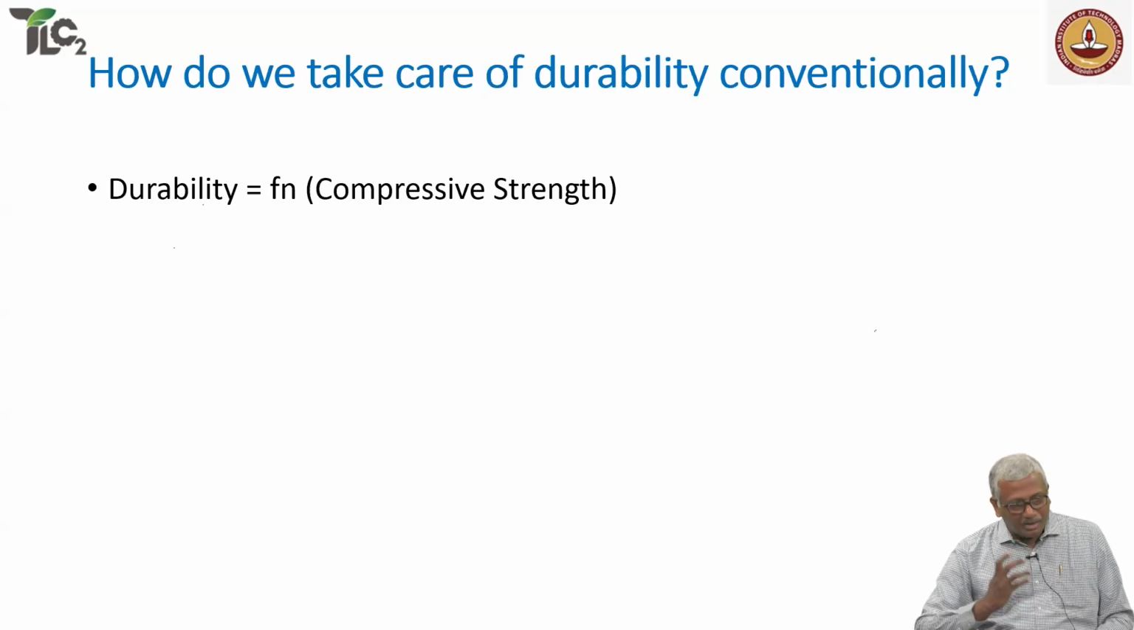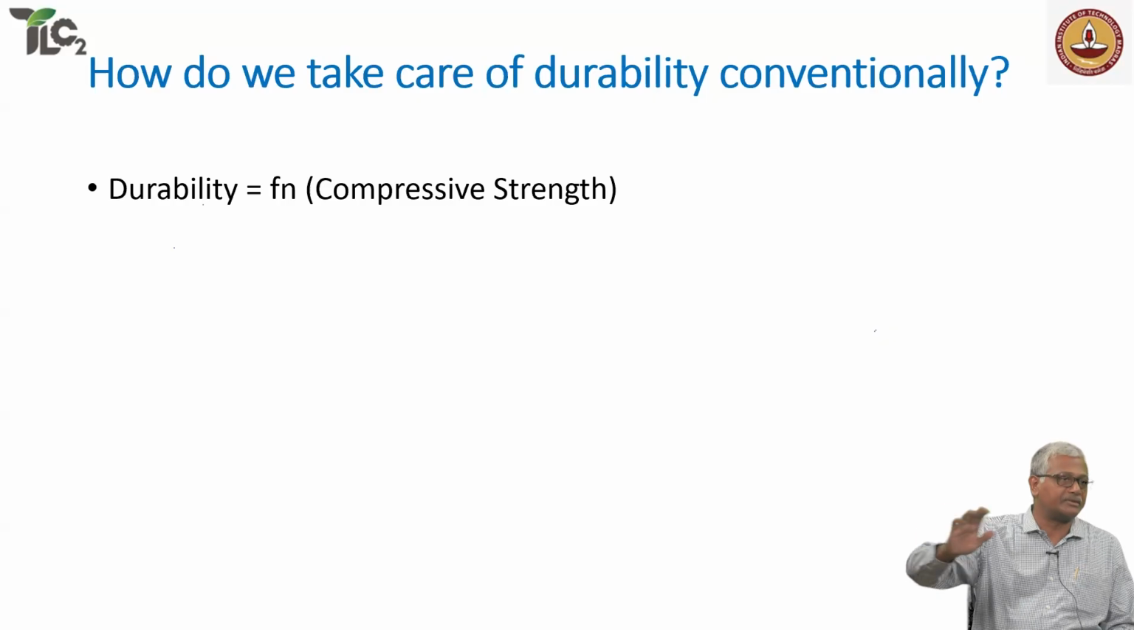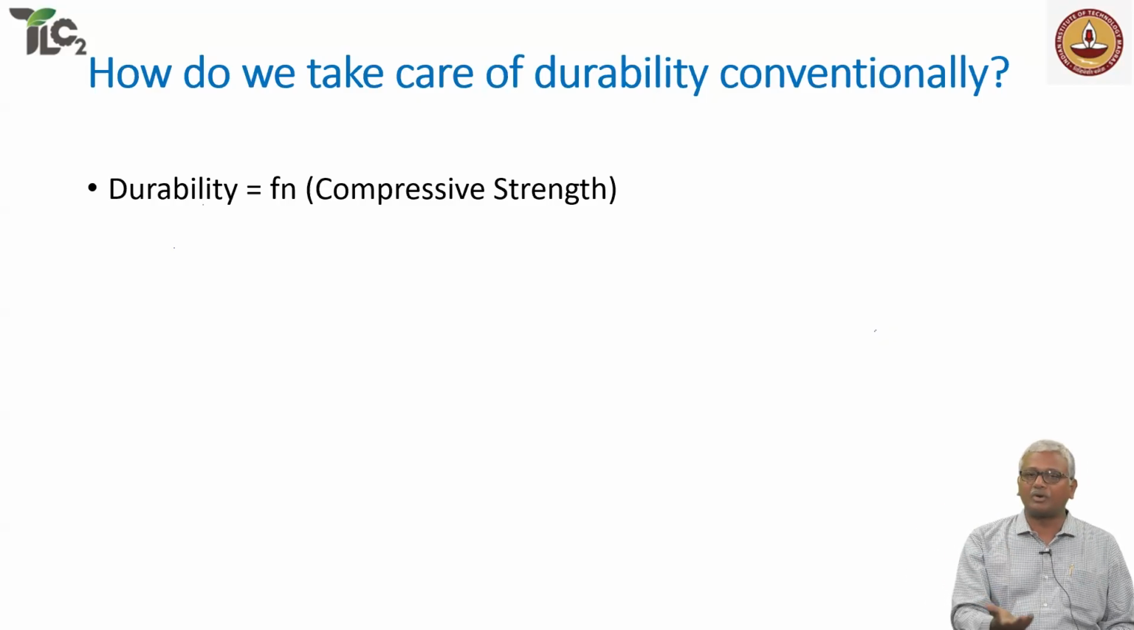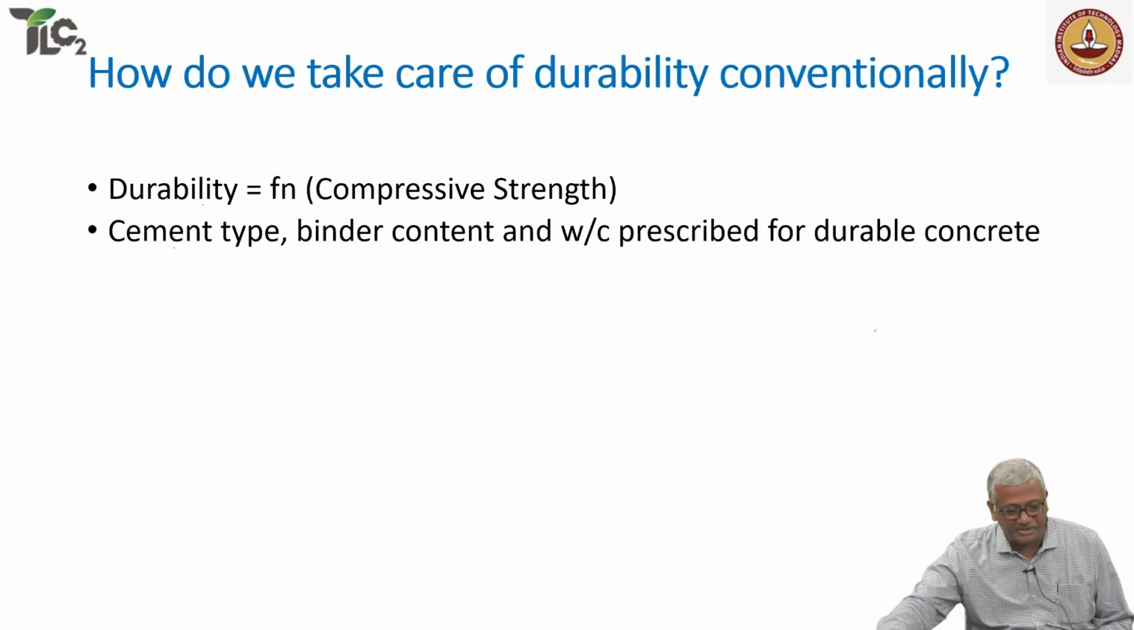So that means we are not designing for durability. We are only saying, okay, if you want more durability, get more strength. But you know very well, for a 45 MPa concrete, if you're designing 90 MPa, it's absolutely useless design, right? You're wasting resources. Why would you want 90 when your actual design requirement is only 45? So that's what I'm trying to say.